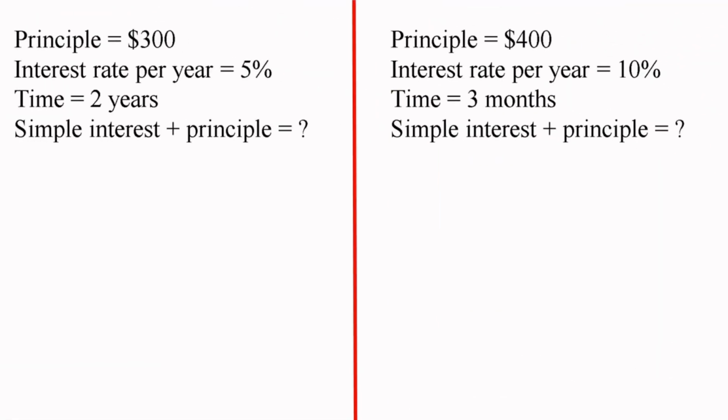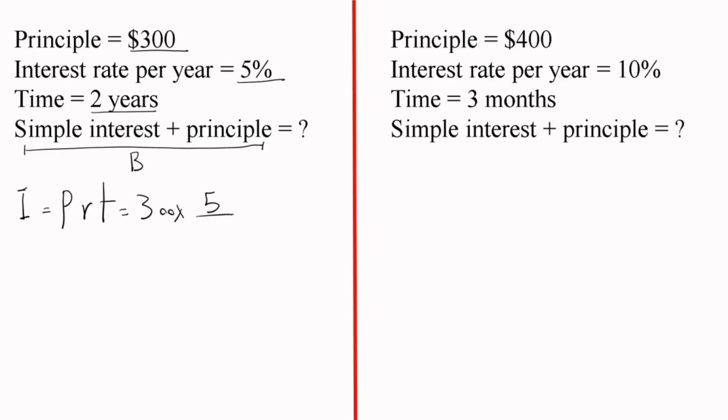Here we have 2 more examples. Principal is $300. Interest rate per year is 5%. Time 2 years. It wants the balance this time. Simple interest plus principal. So it wants balance. Okay, let's start with calculating the amount of interest. I is equal to P R T, which is 300 times 5 over 100, which is 5%, times 2, and both of them are per year. These two are going to cancel each other out. I'm going to have $30.